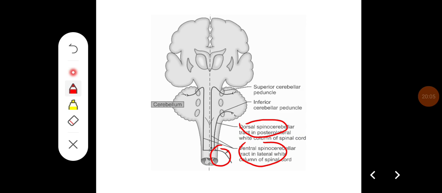Many of the fibers are going to reach the superior peduncle, and then they are going to reach the vermis of the cerebellum. From the vermis of the cerebellum, the third order neurons go to the anterior part of the cerebellum. And some uncrossed fibers are going to reach the opposite cerebellum.